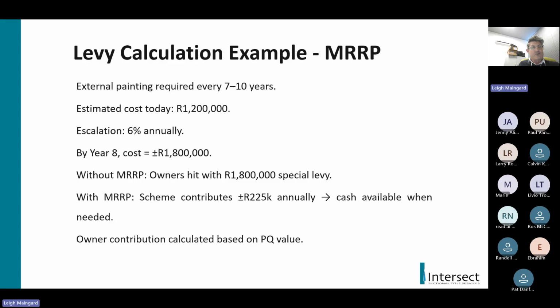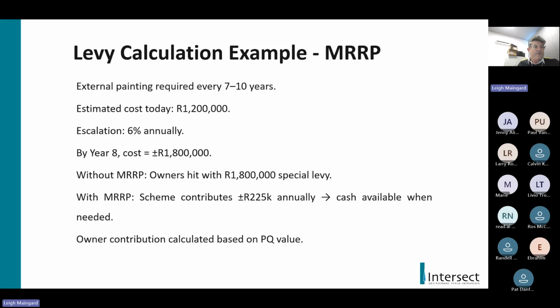But ultimately, what you'll look at is your 10-year maintenance plan, what needs to be done and at what time. And then you look at that cost estimate. And in this case, we've taken the painting of the building at today's cost, let's say, for instance, would be 1.2 million rand for a specific building. And we've applied a 6% annual escalation on that. That could be because the cost of paint or the cost of labor maybe has not gone up so much, and it's anticipated to remain at that figure. So it could be 8% as well, but in this instance it's 6%. And then by year 8, the cost would be approximately 1.8 million rand.